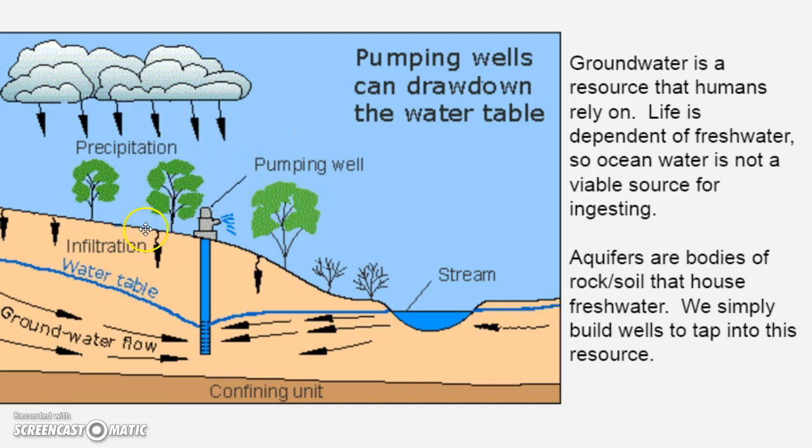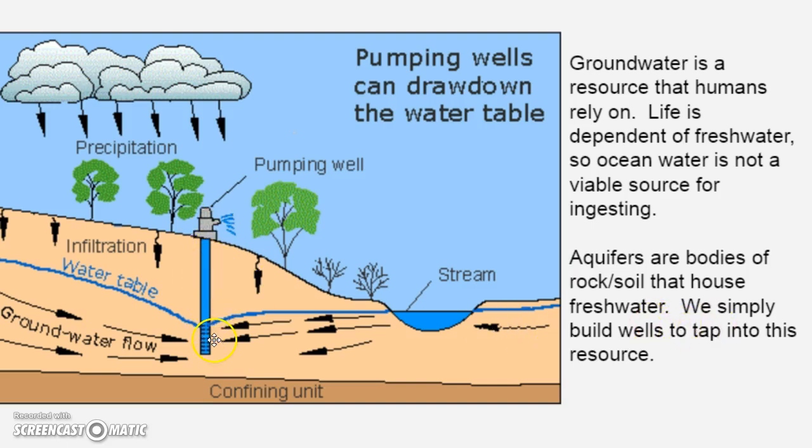Here's another cross-section profile. We'll look at pumping wells. These essentially remove the groundwater and make it serve our purposes for humankind. Groundwater is a resource that humans rely on. Life is dependent on fresh water, and ocean water is not really a viable source for ingesting. Aquifers are bodies of rock or soil that house the fresh water. We simply build wells to tap into this resource.